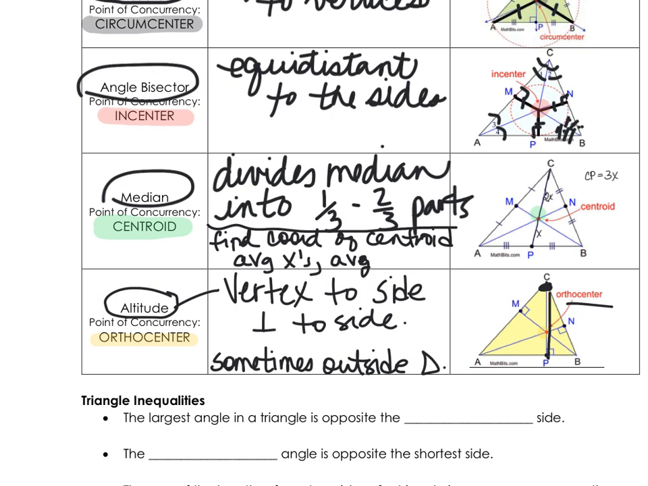And remember, when you average, you add them all together and divide by how many there are. So there's 3 x's, you add the 3 together and divide by 3, and that's the first number, and then you take your y's, add them together, divide by 3.